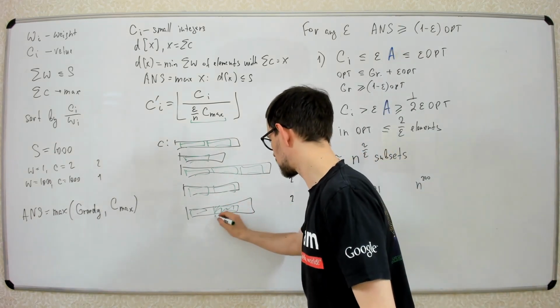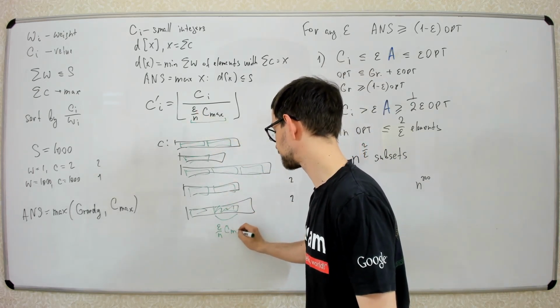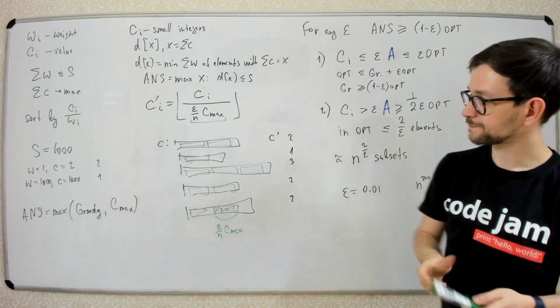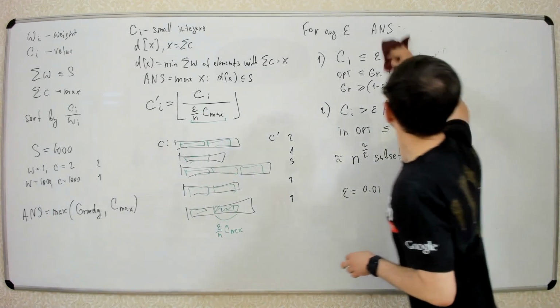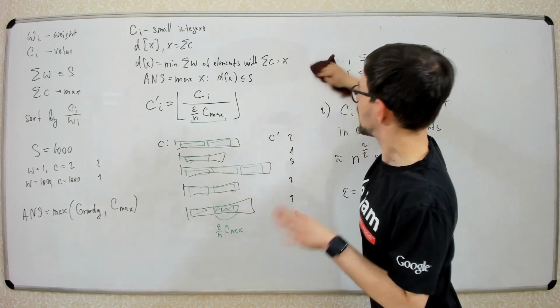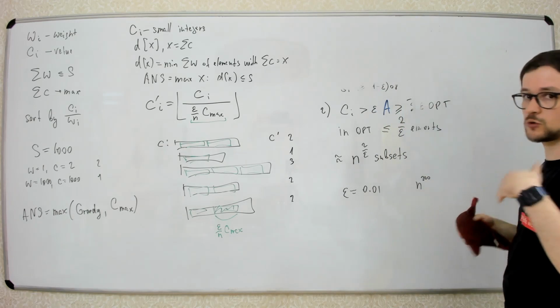The length of this block is exactly epsilon over n times c max. Now I have small integer values. Let's solve the problem using dynamic programming.